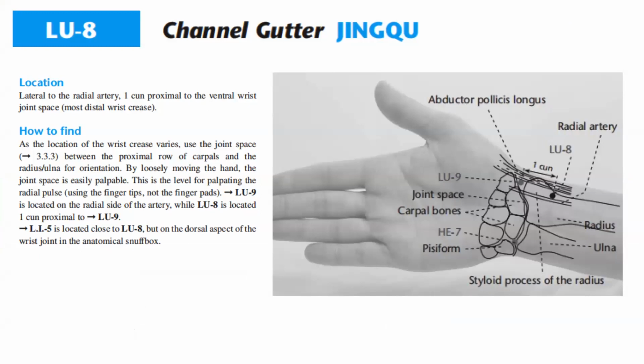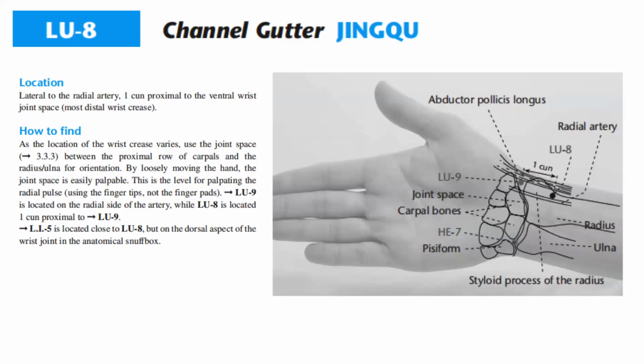How to find Lung 8? As the location of the wrist crease varies, use the joint space between the proximal row of carpals and the radius and ulna for orientation. By loosely moving the hand, the joint space is easily palpable. This is the level for palpating the radial pulse, using the fingertips, not the finger pads.